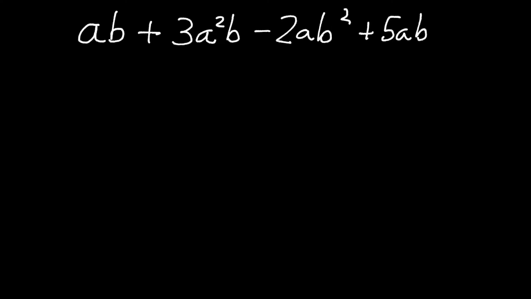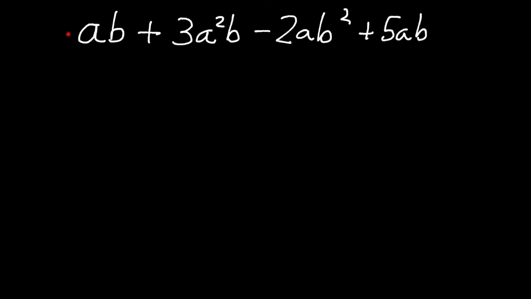Alright, here we have a times b plus 3a squared b minus 2ab squared plus 5ab. If you want to pause the video and attempt this on your own, good luck. Otherwise, first, start looking for any like terms. We want to find anything that has the exact same variables or is just numbers. And it's pretty obvious right from the get-go, we don't have anything that's just numbers. Everything has at least one variable.